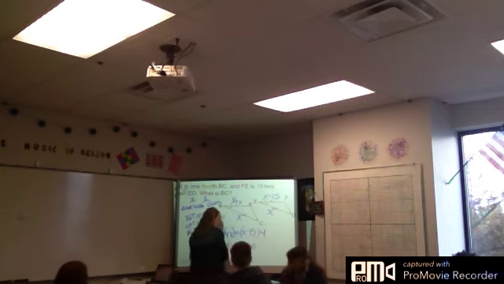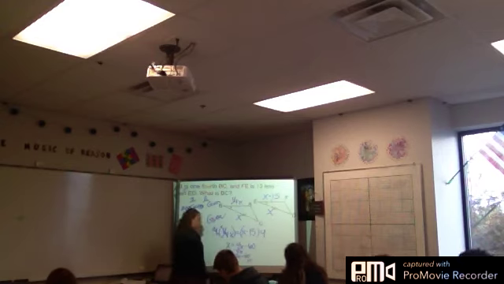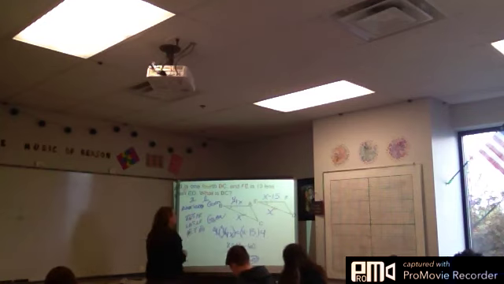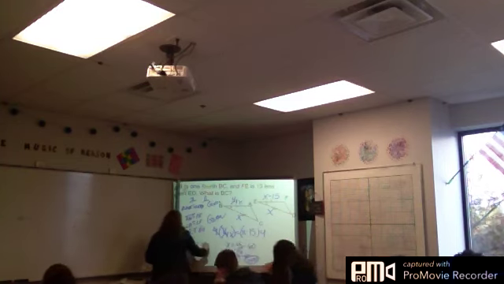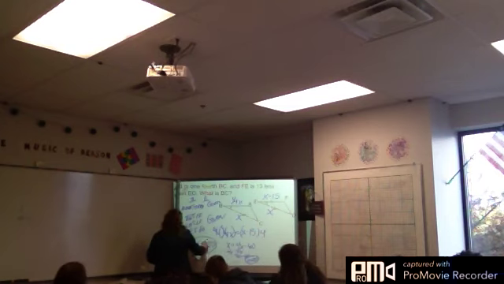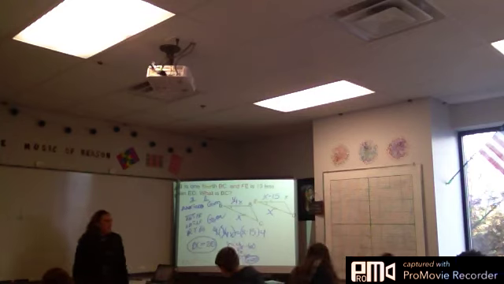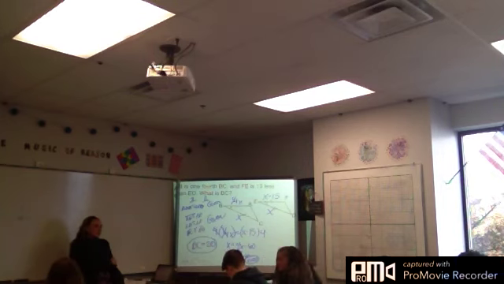Yes, 4x minus 60. Now, subtract 4x, right? And you get negative 3x equals negative 60. So what does x equal? 20. So what is BC? 20. It went from negative 60 divided by negative 3 is positive 20.